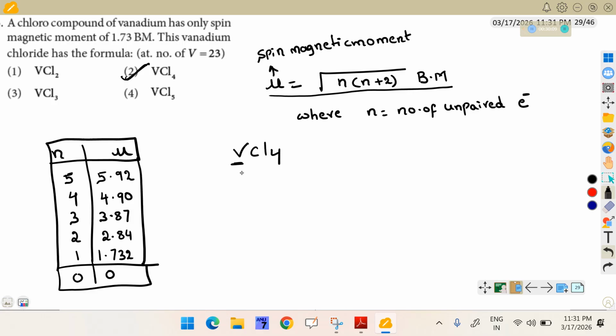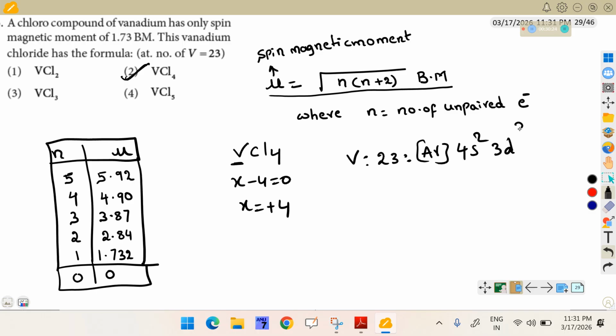Calculate the oxidation state of vanadium. x minus 4 is equal to 0, x is equal to plus 4. Vanadium atomic number 23, electronic configuration is argon 4s2 3d3. Vanadium is in plus 4 oxidation state.